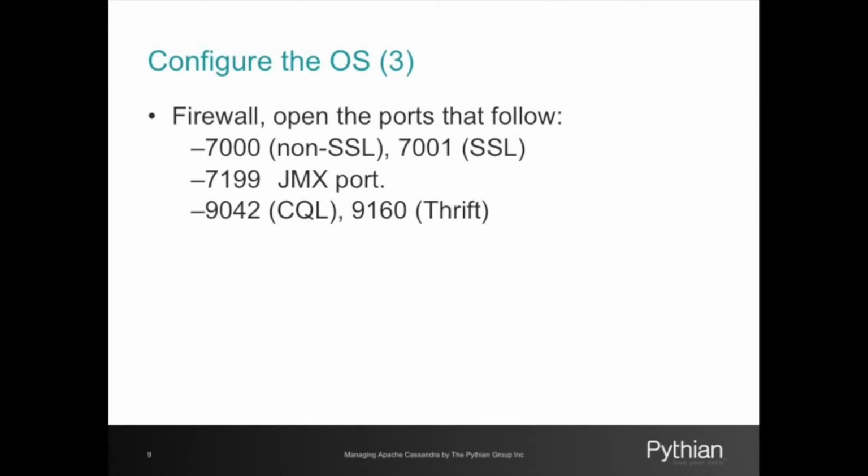Finally, the firewall. For security reasons, you should not run with the open firewall. If you are on Amazon, don't forget your security settings, otherwise everything will be blocked. And the ports that you need are the following: 7000, 7001, 7199 for JMX, 9042 for CQL or binary, and 9160 for Thrift.